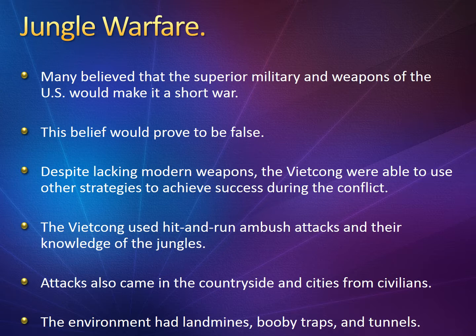Now, many believed that the superior military and weapons of the U.S. would make this a short war, but this belief would prove to be false. Despite lacking modern weapons, the Viet Cong were able to use other strategies to achieve success during the conflict. Things they used: hit-and-run ambush attacks. They also knew the jungle, so they were familiar with its layout and were able to move quickly through it and hide in it pretty easily. And attacks came in the jungle, in the countryside, and also in cities.